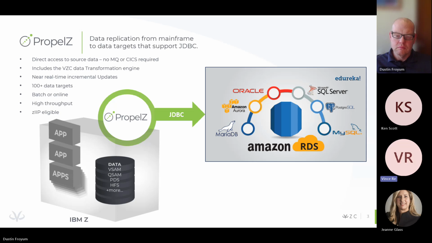And the result is that after you run PropelZ, you go look at the target database, and you don't just see, bit for bit, what was on that VSAM file. I mean, we can give you that if you want it, but you generally will see that data broken down into its specific columns, and then meaningful results for all of the columns that way.